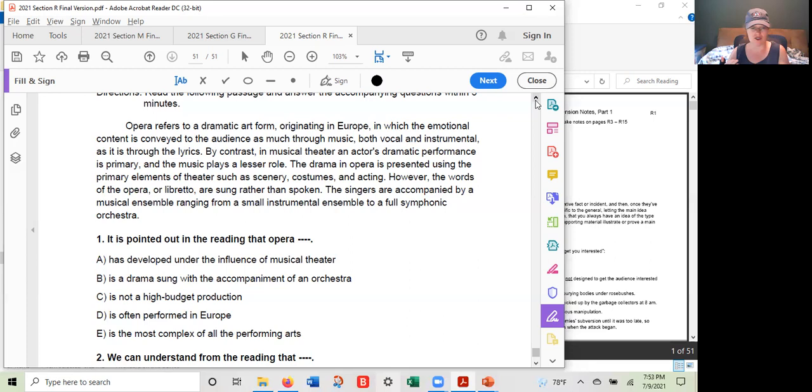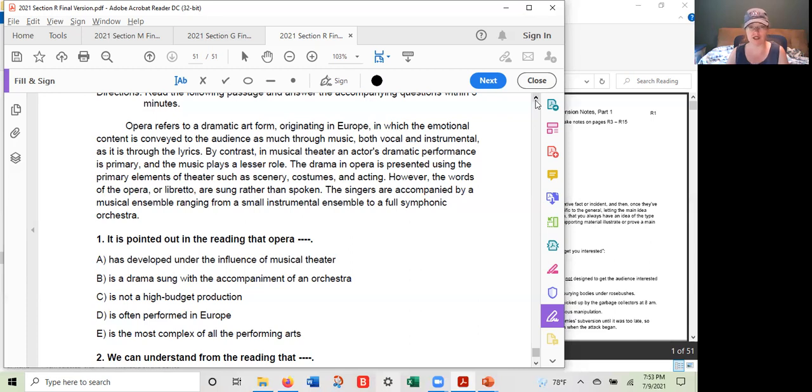I would just start with the first one and see if there's anything that we can easily eliminate. If not, we'll put a dot by it and keep going. So it is pointed out in the reading that opera has developed under the influence of musical theater. There is a section in here about musical theater. And I think what I'm going to do is set this aside, because musical theater is mentioned in here.